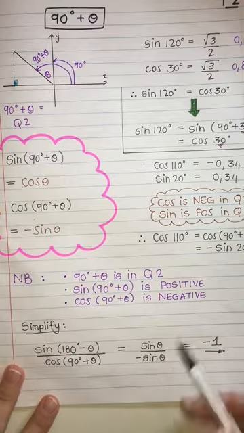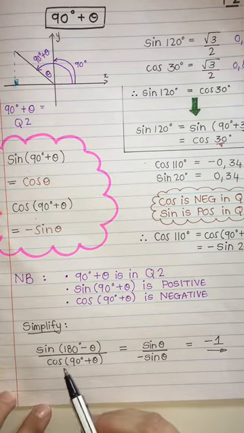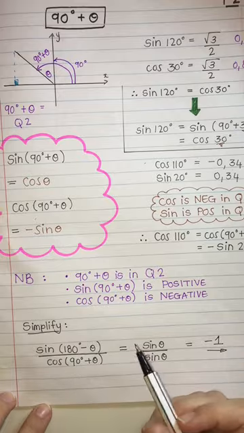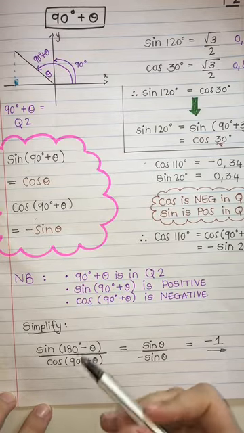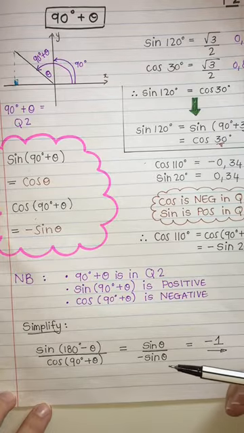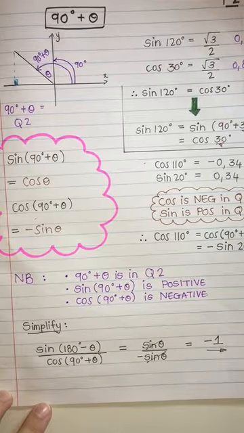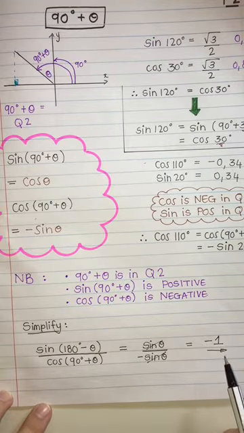Over here, we cannot cancel anything out. We need to get a sin at the bottom or a cos at the top. So you need to change them by using reduction formulas, and that's exactly what I did. So now these two cancel, and I'm left with minus 1.